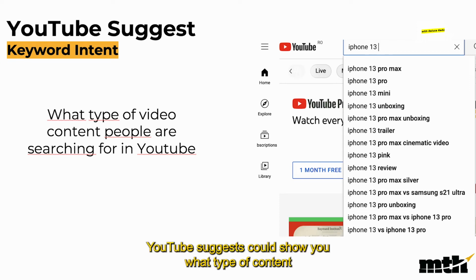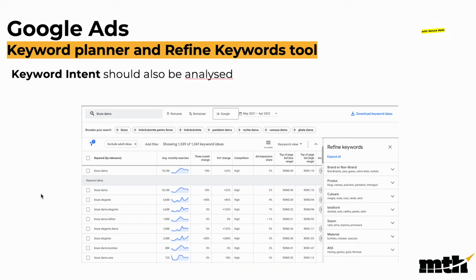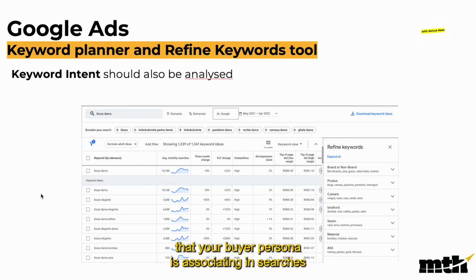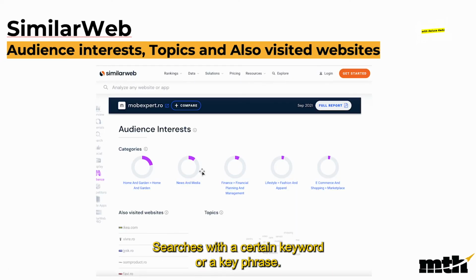YouTube Suggest could show you what type of content your user profile is looking for and actively searching for, because that's the information that they are missing, and maybe you can find there a challenge that they have. The Keyword Planner could show you the main attributes that your buyer persona is associating in searches with a certain keyword, or the brands that they are associating in searches with a certain keyword or key phrase.